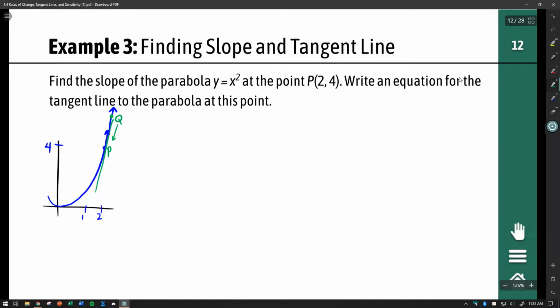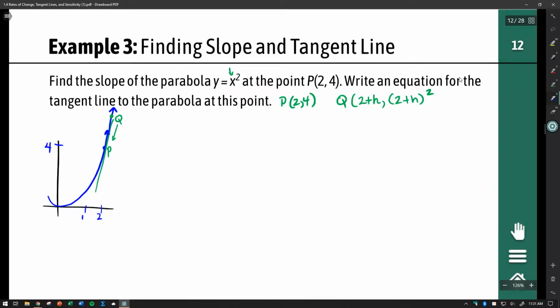So let's start like this. Let's say we know point P is 2, 4. Let's define Q to be just some amount of space away. So that would be what? 2 plus some number. Let's call that number h. That seems to be pretty traditional. And then the y value there would be 2 plus h into the function. So that's going to be, in this case, 2 plus h squared.